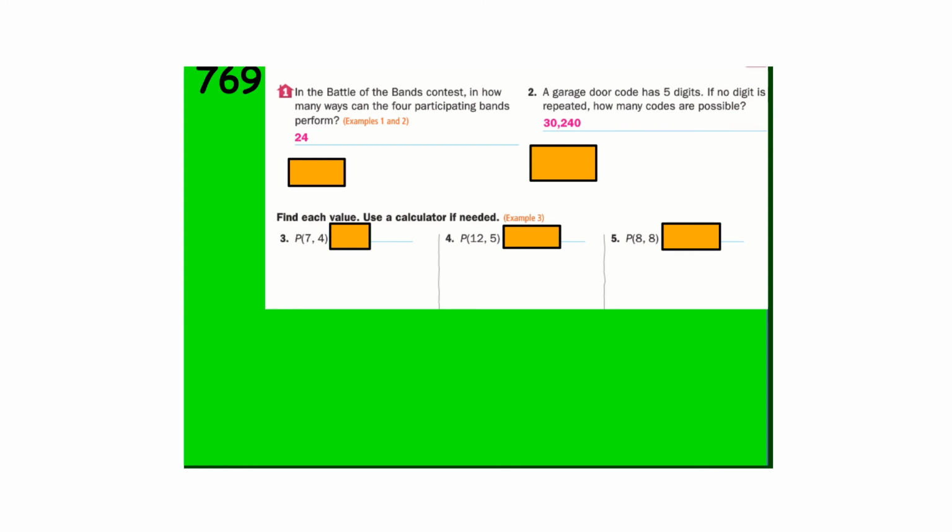A garage door code has 5 digits. I always draw the lines, okay? If no digit is repeated, how many codes are possible? How many digits could go in the first spot? 10. You have 1, 2, 3, 4, 5, 6, 7, 8, 9, and 0. If they can't be repeated, that's 10 times 9 times 8 times 7 times 6. So we have 720 times 42 comes out to 30,240.